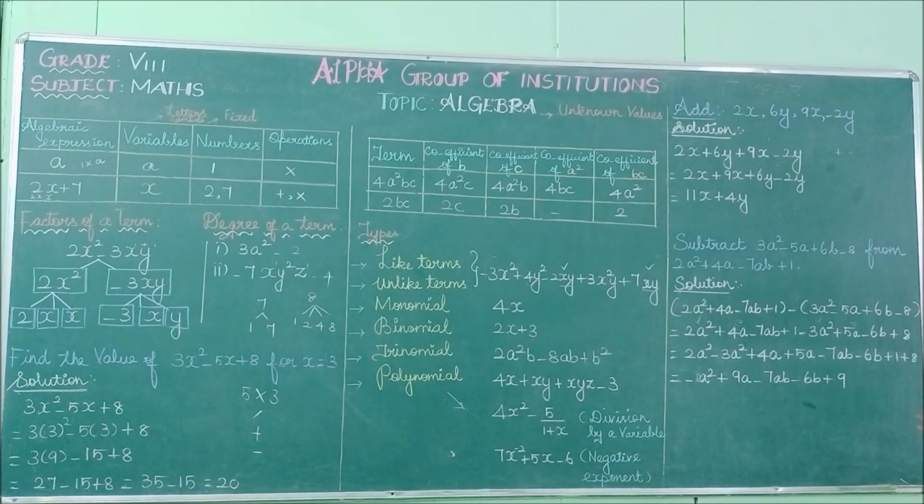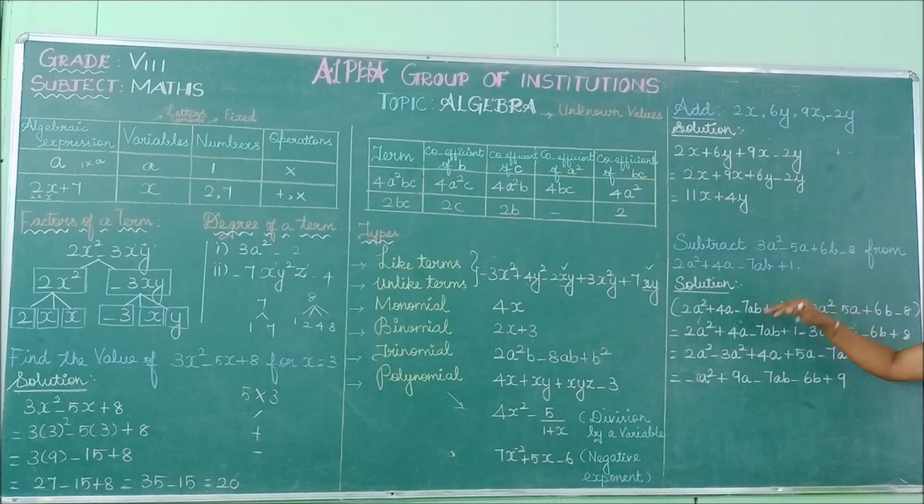9. So listen once again. Subtract 3a squared minus 5a plus 6b minus 8 from 2a squared plus 4a minus 7ab plus 1. So you have to subtract this value from this value only.